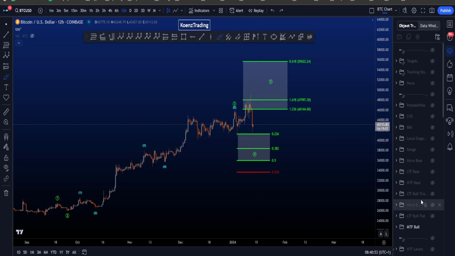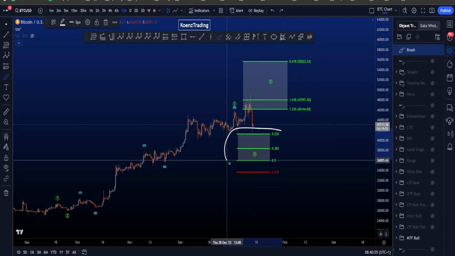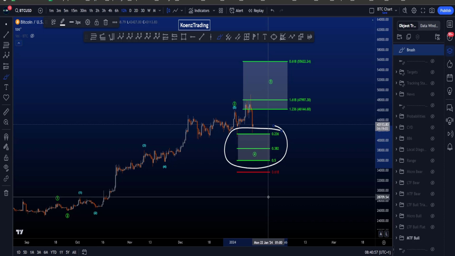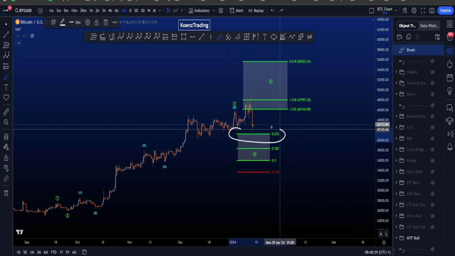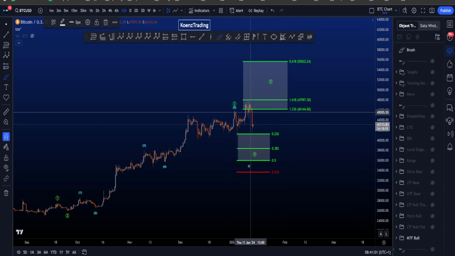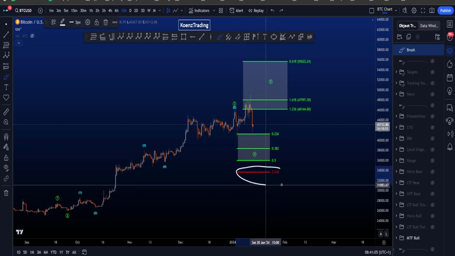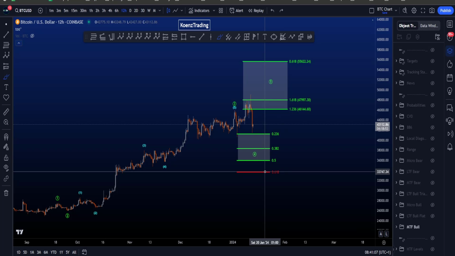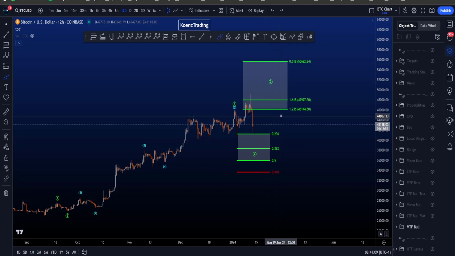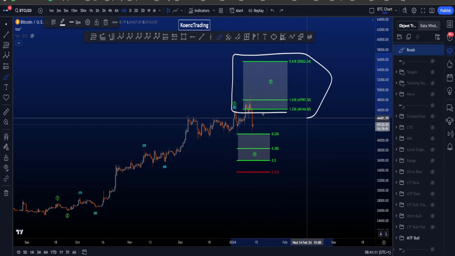In this wave 4 we have two scenarios that I show you, but most important is that this is the target area for a wave 4 where the 0.236 has already been hit over here. The invalidation for this wave 4 is the 0.618, which is sitting at 33.7k, and the target area for a wave 5 can be seen over here.